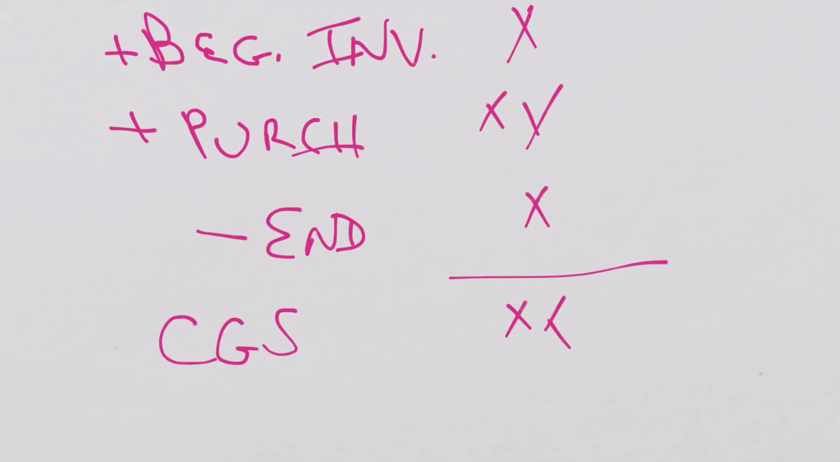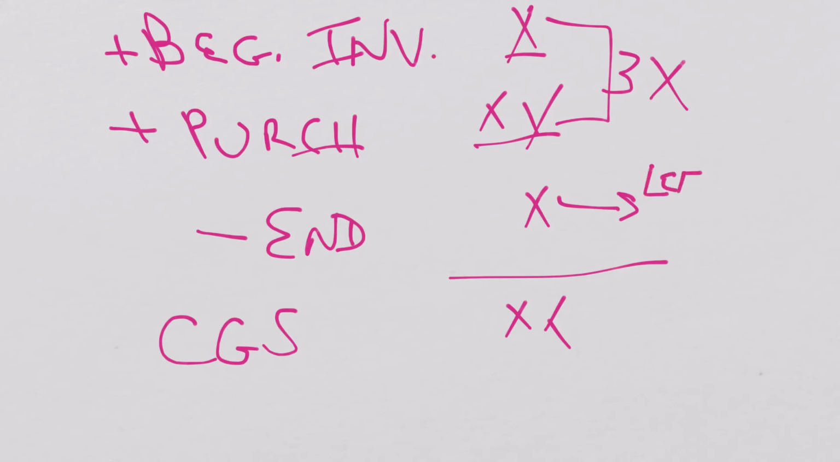And why does that work? Well, think of it this way. This is what we had in total. We started with this, we added this, we had 3x in total. We took one away, and we're left with one. So 2 got sold. That's one way of looking at the formula.